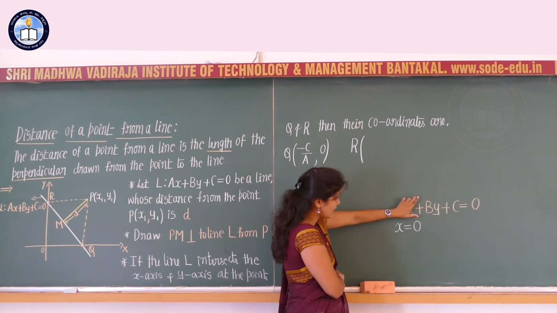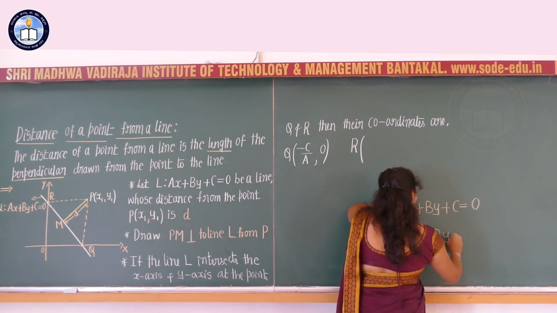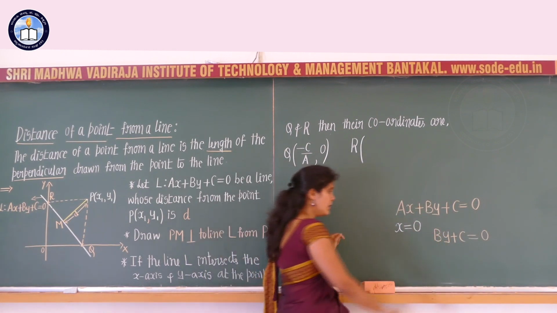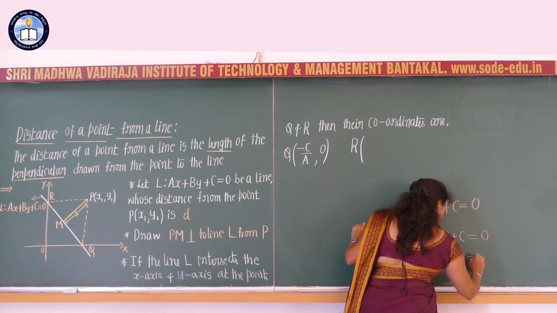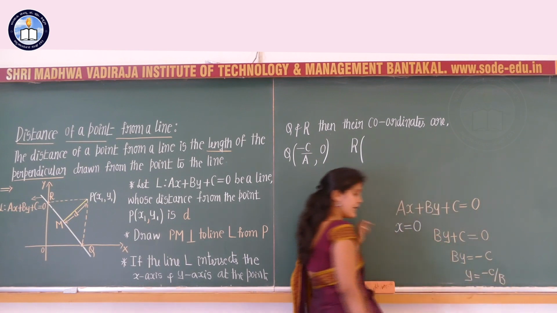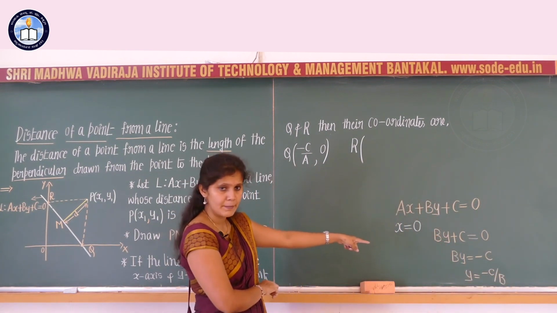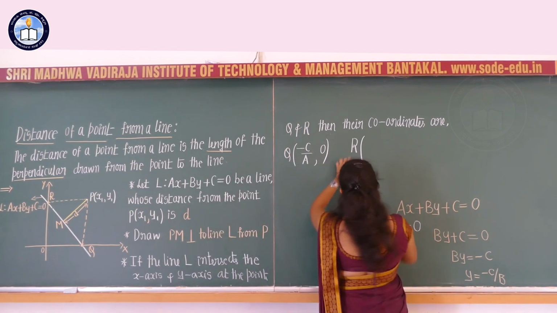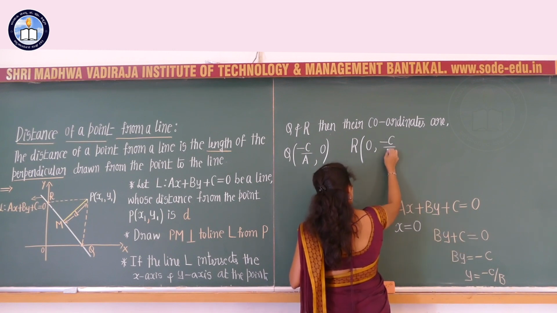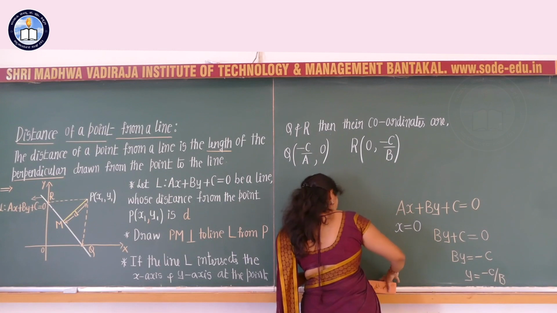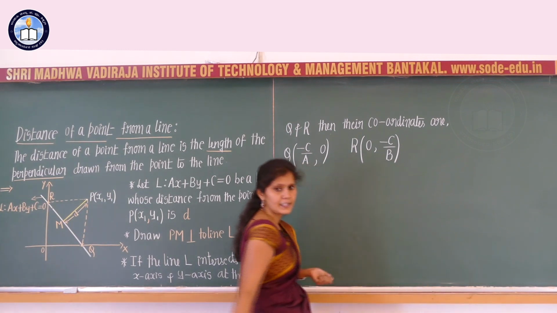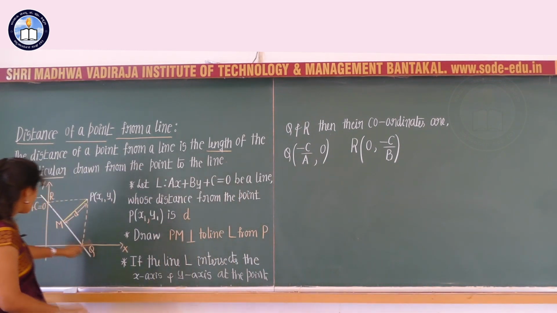x is 0, that implies first term 0, which gives the answer as by plus c equal to 0. By plus c equal to 0, which implies that b into y is equal to minus c, or y value is equal to minus c divided by b. Y coordinate is minus c by b. Since r lies on y axis, its x coordinate is 0 and the y coordinate is nothing but minus c divided by b. So, this is the first part with respect to the proof, that is the line cuts the x axis at the point q and the y axis at the point r.